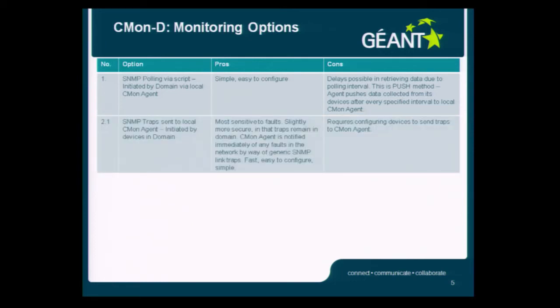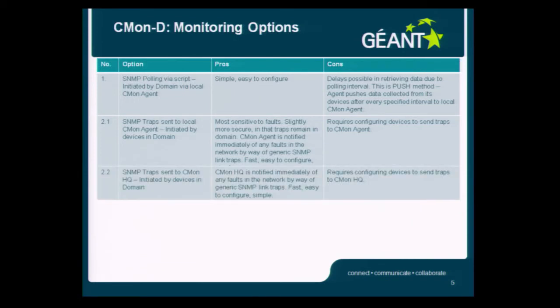So there's the second option, the SNMP traps option, which is also covered by Hao. Again, there are two ways you can send the SNMP traps, either to the local CMON agent or to the CMON headquarters.